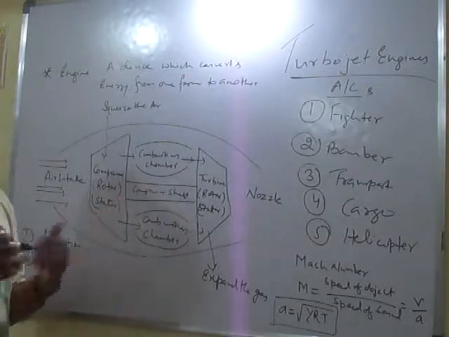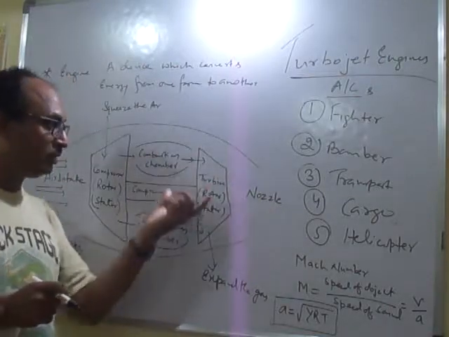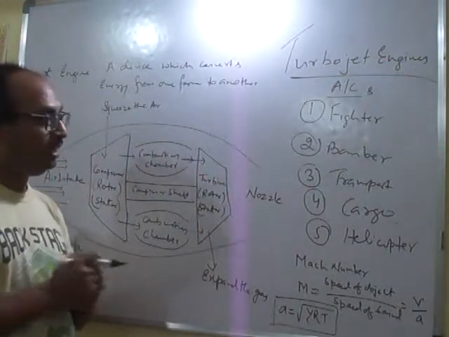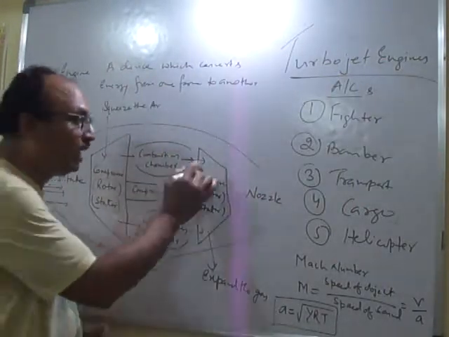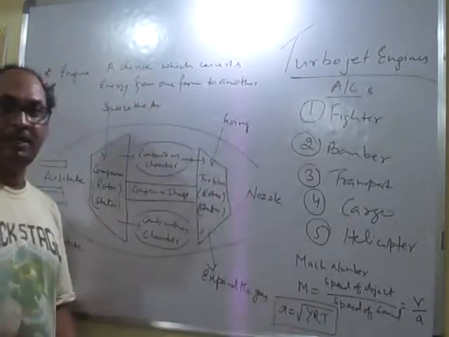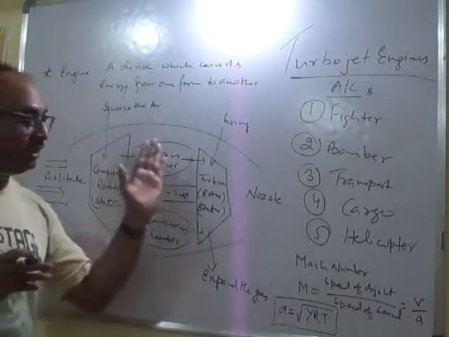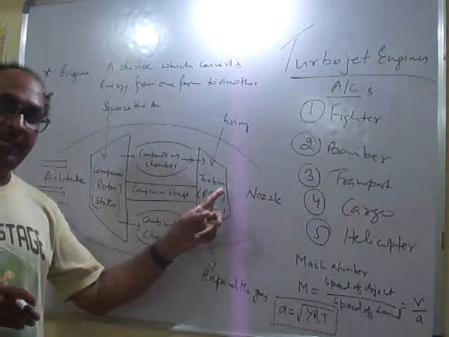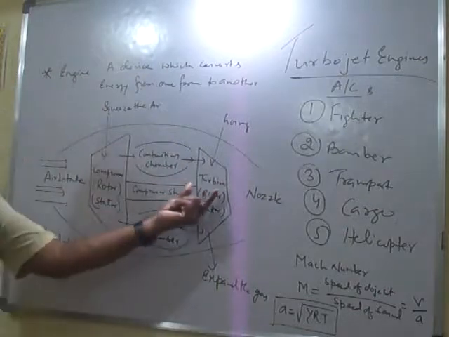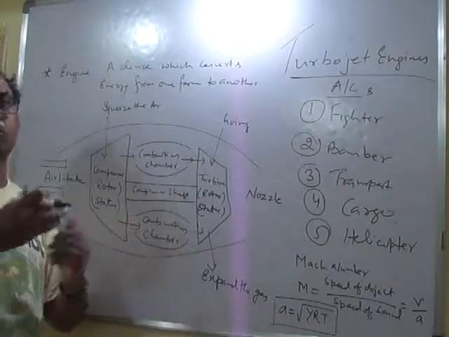So we can have multiple stages of compressor, and this particular part we can discuss later, no problem. Similarly, the turbine will also be multi-stage. In multiple stages, the turbine extracts work from the hot exhaust gases passing through it, and it starts rotating. As it is directly coupled with the compressor, the compressor also starts rotating.